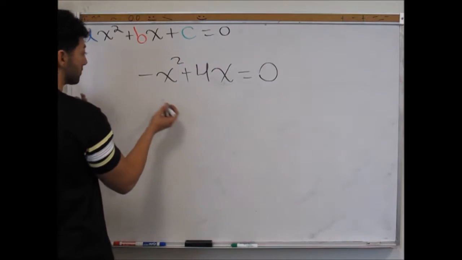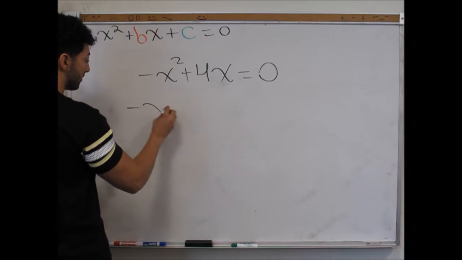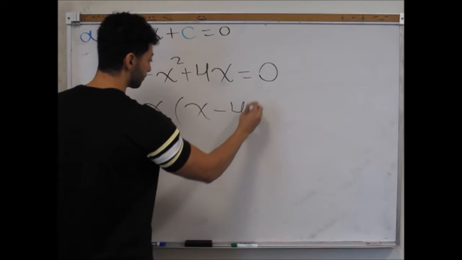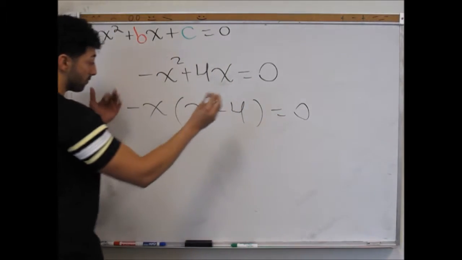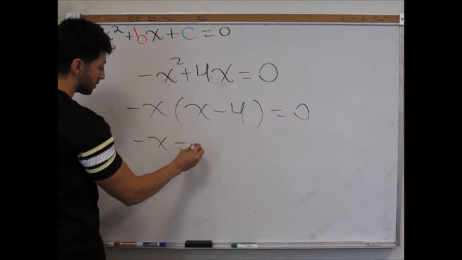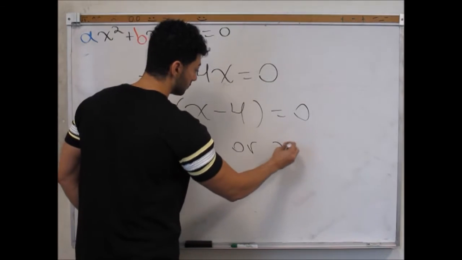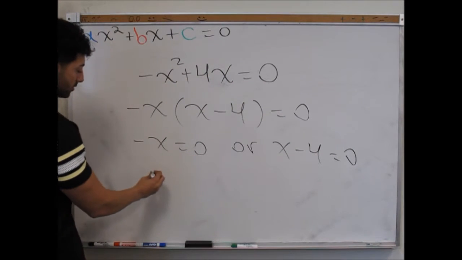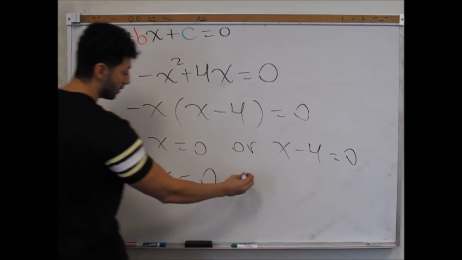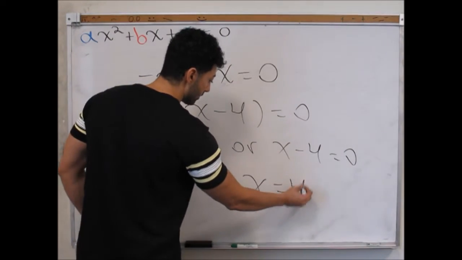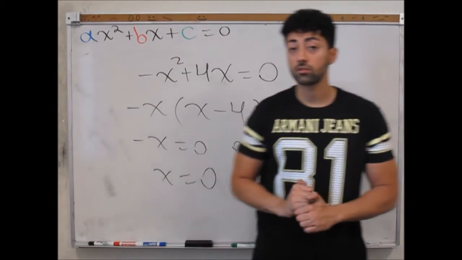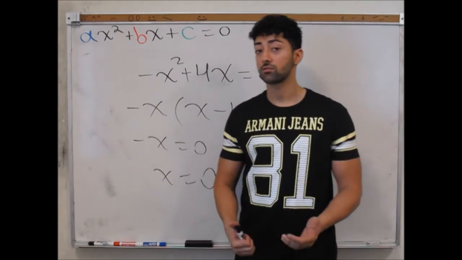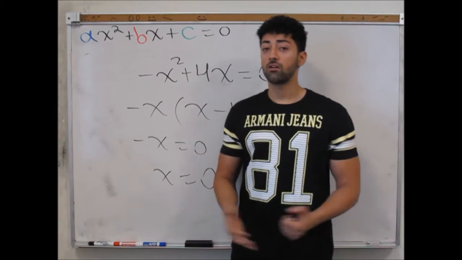If I want, I could factor out a negative or positive x, doesn't matter. Then we get x times (x minus 4) equals 0, zero factor property. Set this to 0, or set that to 0. You already know this is going to be 0. And then over here, we get a 4. So those are the same solutions. We got x equals 0 and x equals 4 when we did it by completing the square. But that took us an awfully long time.